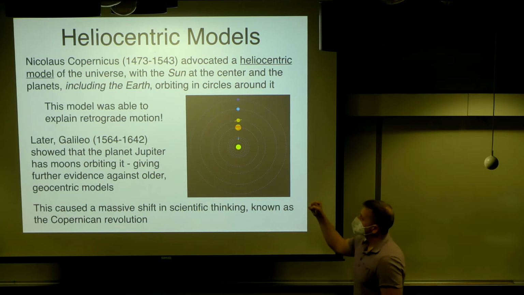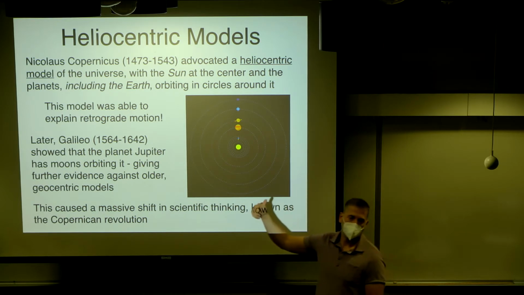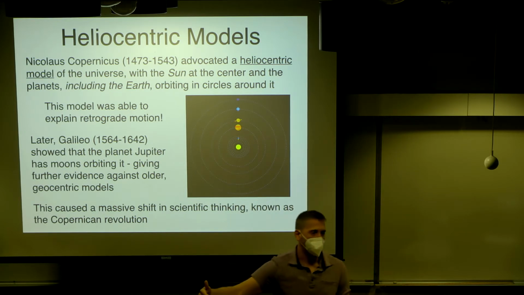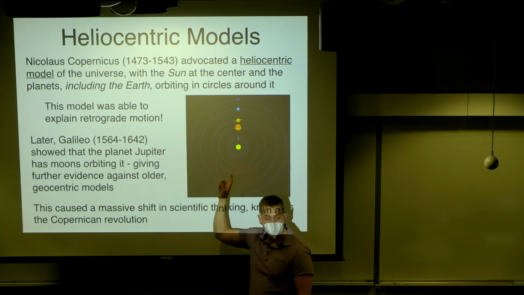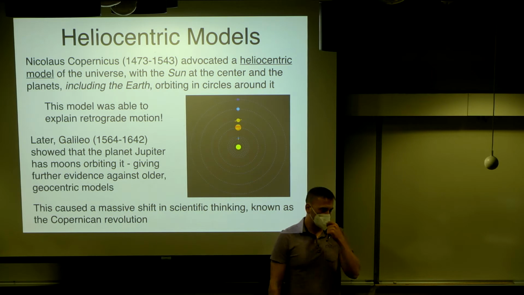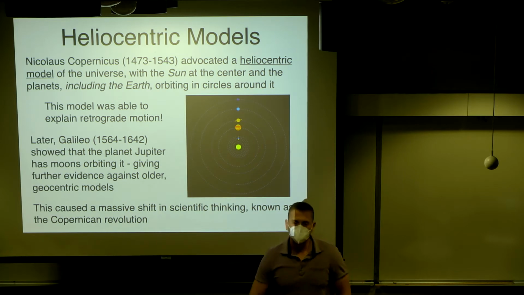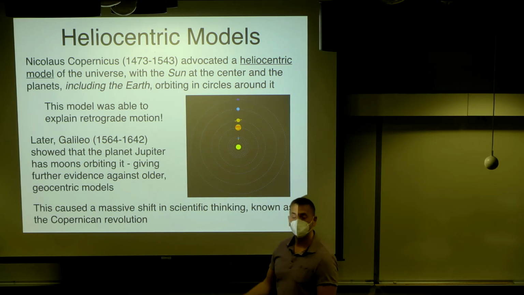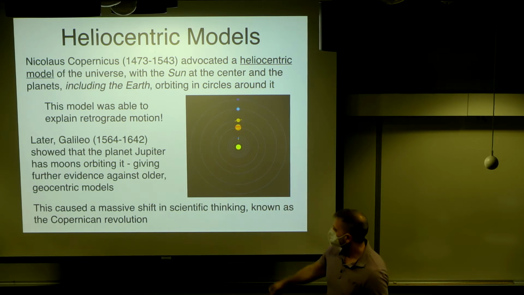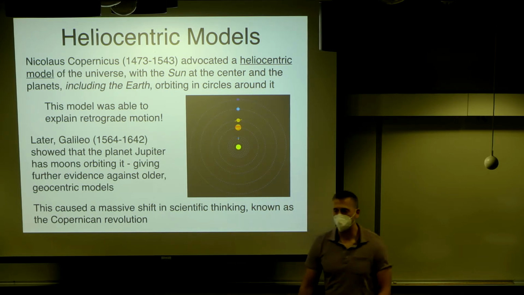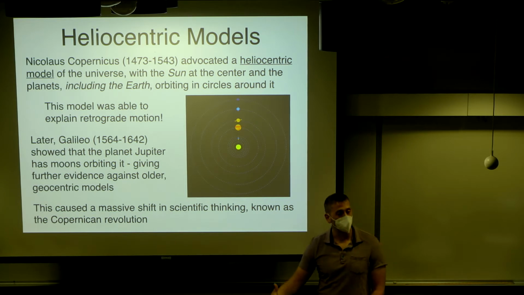So all of this evidence was building up that Earth is really not at the center, and that a heliocentric model with the sun at the center is much, much more accurate. And when people really started to catch on to this and start taking this as a fact, that was called the Copernican Revolution. And that's a really big shift in scientific thinking if you think about it.